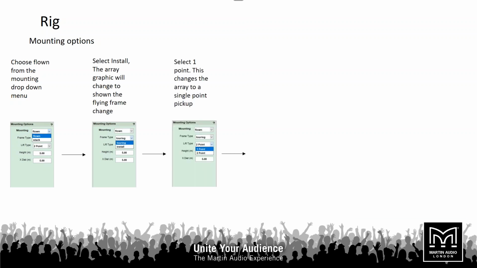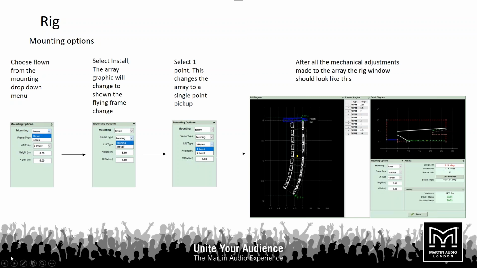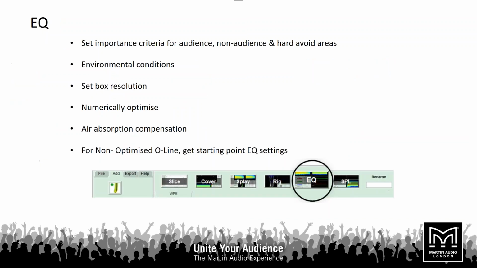Select a 1-point pickup. And you can see on the diagram on the right-hand side here that it's now changed from 3.5 degrees. The nearest aim is 3.9. This is due to the one hole position on the frame. So all we do is we click nearest and it will jump to that. And then we move on to the EQ.